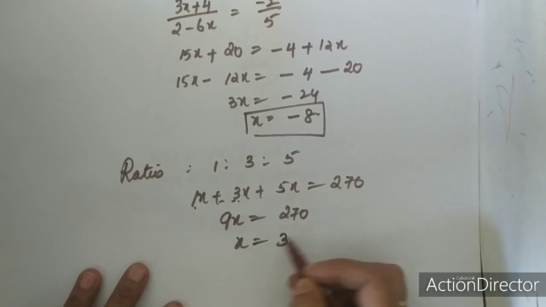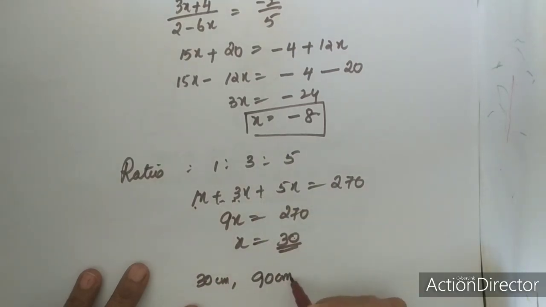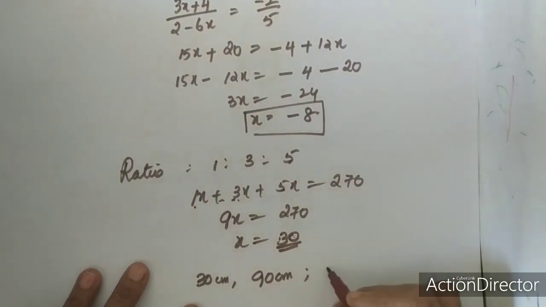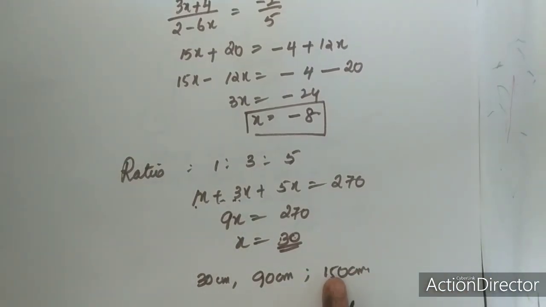Our x is equal to 30. So the first side will be 30 centimeter. Second side will be 90 centimeter. And the third side will be 5 times 30, which is 150 centimeter. Add and see whether you are getting 270.